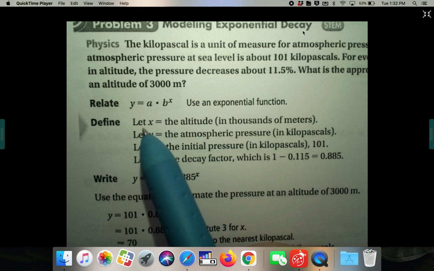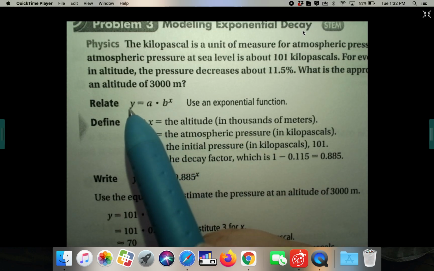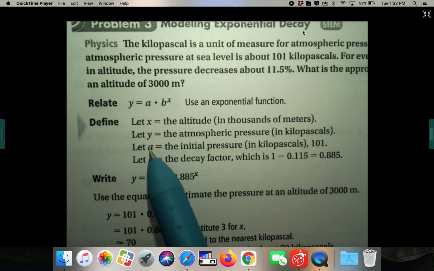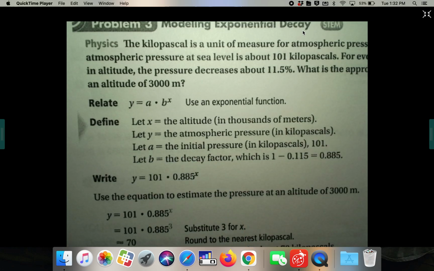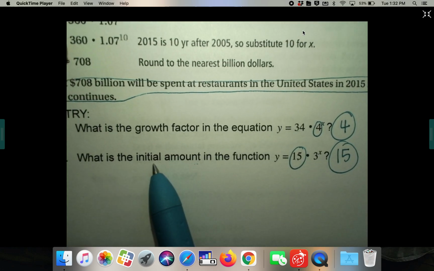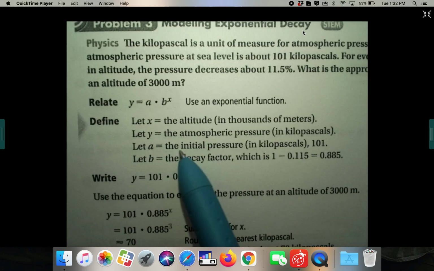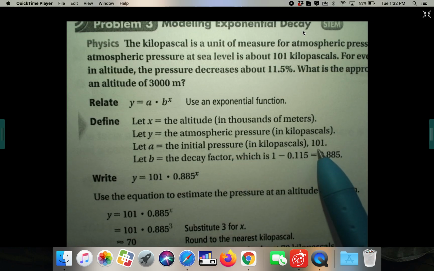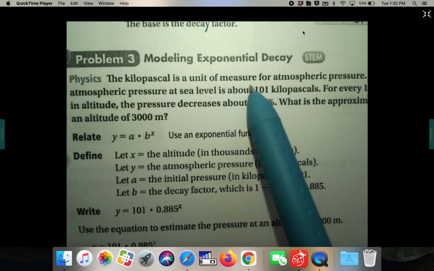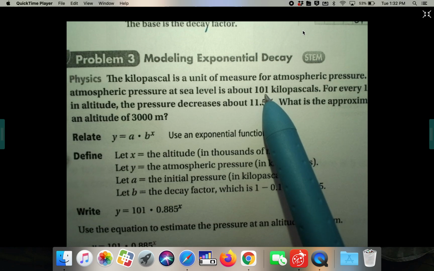Y is going to be the pressure, and that's what we're trying to find. So we're going to leave y, and we're going to try to solve it. A is the initial. Remember how at the bottom of the U-try, the initial amount was our A term. So our A term is going to be the initial pressure, and it's telling us it's 101 because that's where they started.